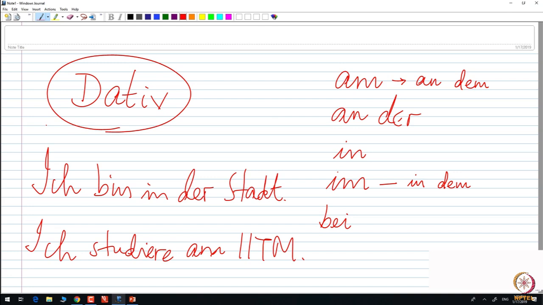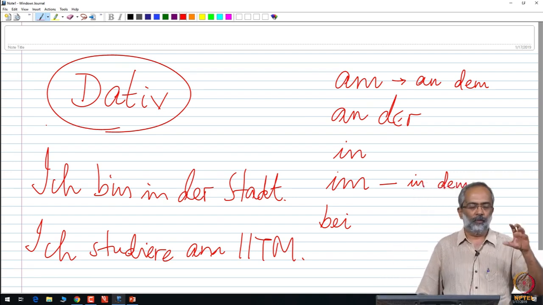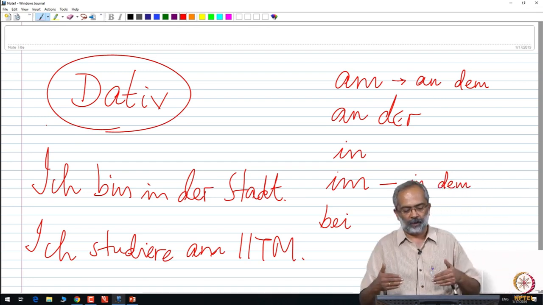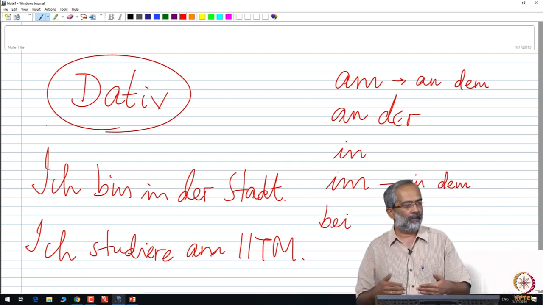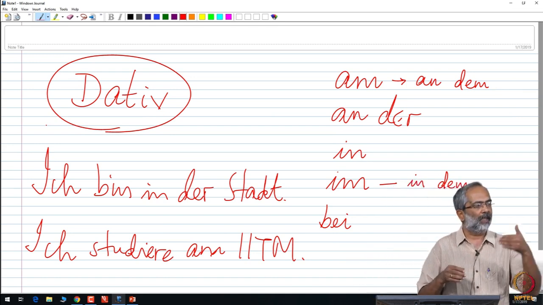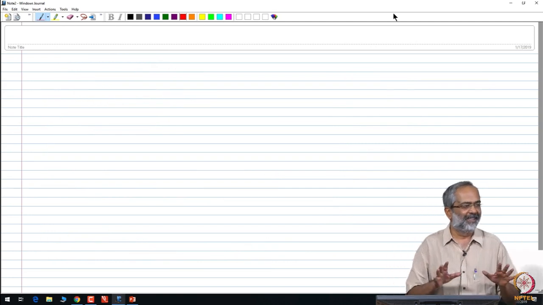Okay, so I'll quickly explain this in English. The first question that came was to explain the dative, and the second question is connected, because what Ria has highlighted is basically the use of the dative form with an and in. Okay. Now I have to improvise a little bit.